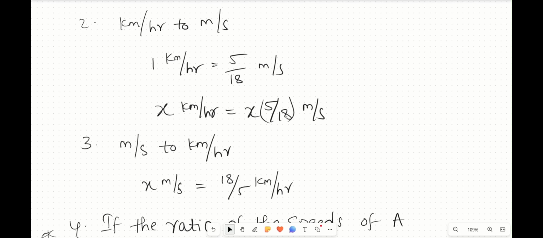Converting kilometer per hour to meter per second. Kilometer per hour equals x 5 by 18 meter per second. Similarly, meter per second equals to kilometer per hour, so x meter per second equals 18 by 5 kilometer per hour.